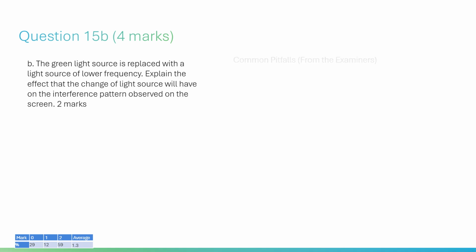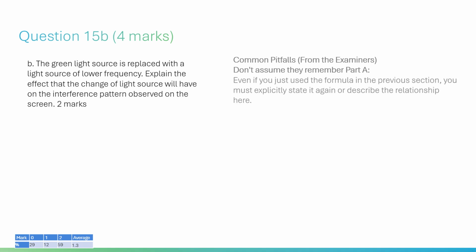Warning sign: common pitfalls from the examiners. Don't assume they remember Part A. Even if you just used the formula in the previous section, you must explicitly state it again, or describe the relationship here. Every sub-question is often marked as a fresh start.